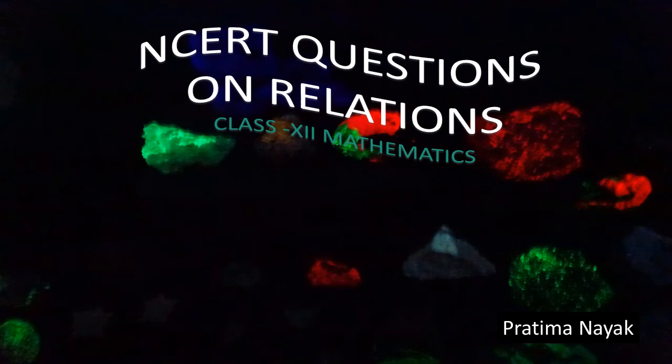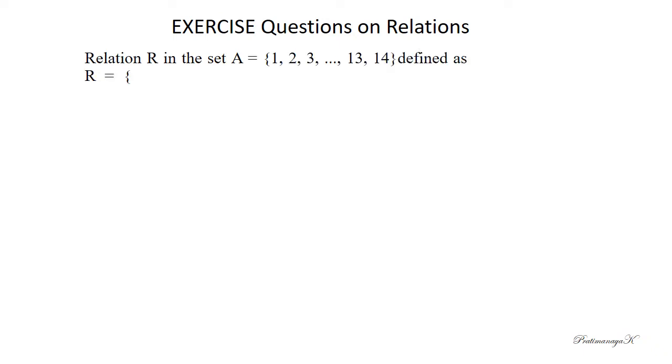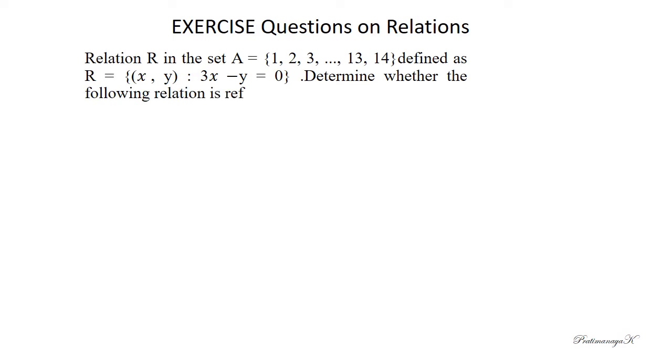Today, in this video, we'll discuss some NCERT questions of class 12 mathematics based on relations. Question 1. Relation R in the set A = {1, 2, 3, ..., 14} is defined as R = {(x, y) such that 3x - y = 0}. Determine whether the following relation is reflexive, symmetric and transitive.